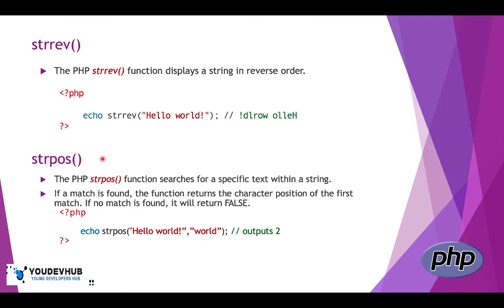The next one we have is string reverse. The string reverse function displays a string in reverse order. We have the string position. The string position function searches for a specific text within a string. If a match is found, this function returns the character position of the first match. If no match is found, it returns false. That is, for hello world, we can search for the position of world in the string. Let's go ahead to our text editor and see what that looks like.